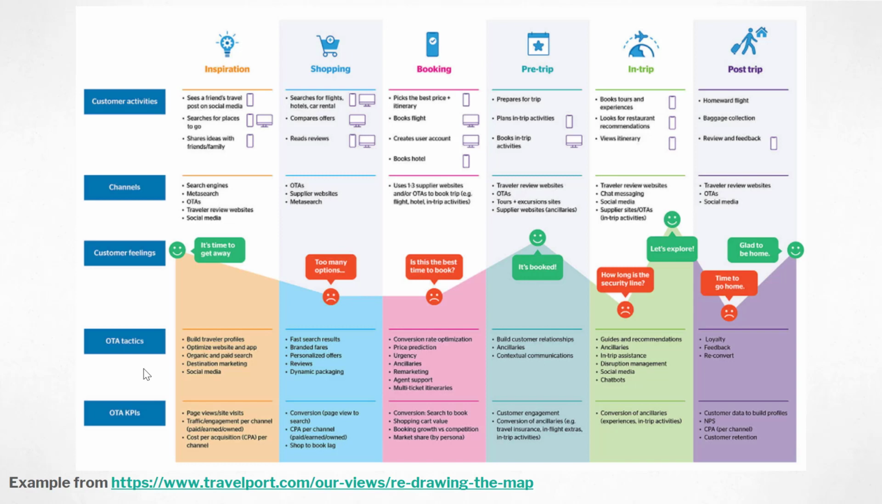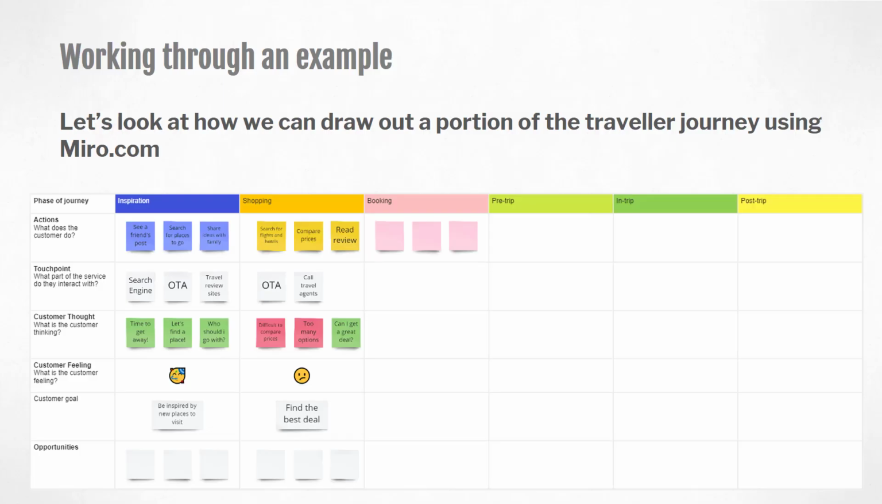So because this travel journey was built for an online travel agency, that is where the author of this travel journey decided to put in what are some OTA, which stands for online travel agency, tactics. What can the online travel agency do, and how can the online travel agency measure their KPI? So this is slightly different from what we have gone through in the previous videos, but don't worry, we can actually translate this into something that we are familiar with.